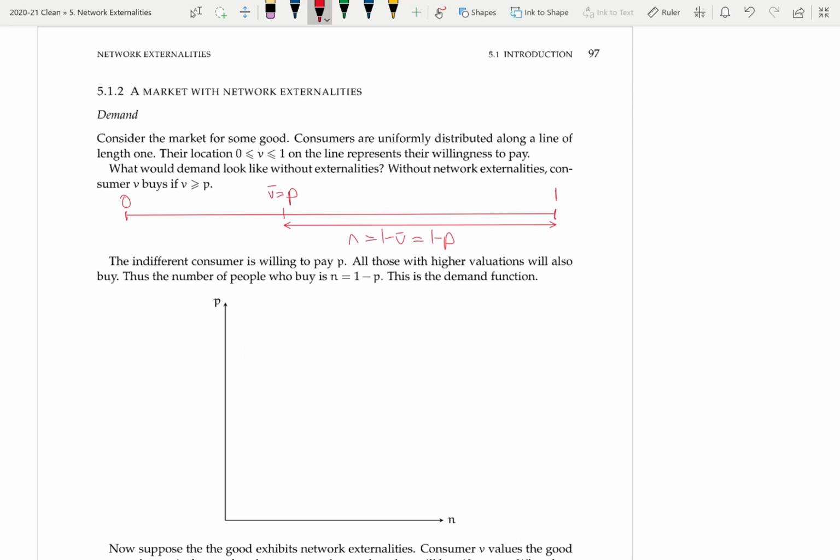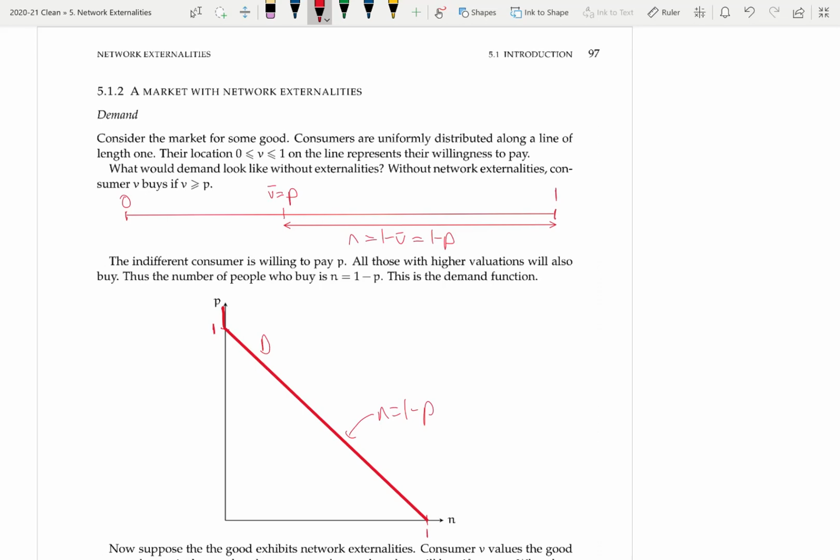So let's draw this demand function. When the price is 0, the demand is 1. When the price is 1, the demand is 0. For prices above 1, the demand is 0 as well. For prices between 0 and 1, we have a straight line. So this red line is our demand curve. The equation of the demand curve is N equals 1 minus P. So just as usual, the height of the demand curve represents the willingness to pay of the indifferent consumer. So this is the market without externalities.